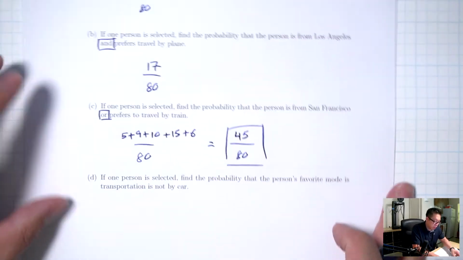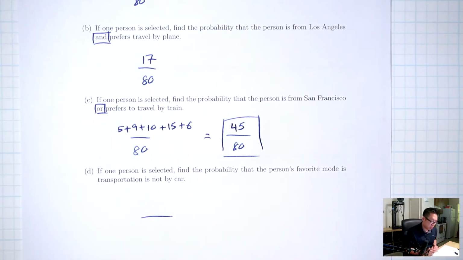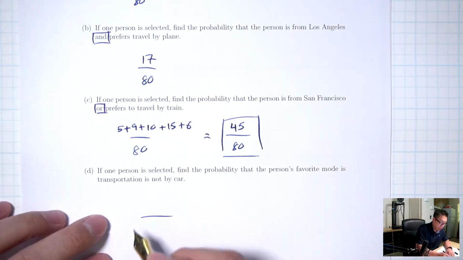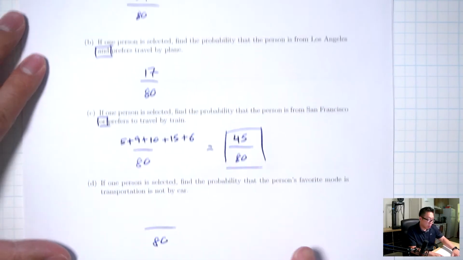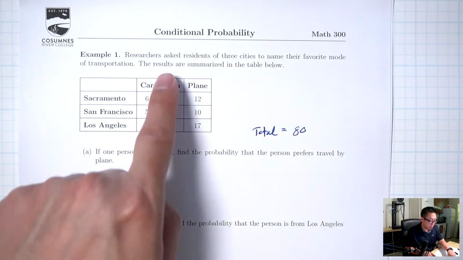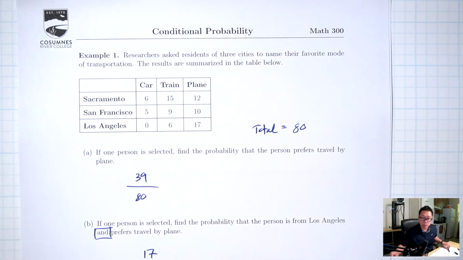Part D, if one person is selected, find a probability that the person's favorite mode of transportation is not car. Okay, bottom is going to be everybody, which is 80. Okay, not car. Not car would be all the trains and all the planes. So 15, 9, 6, and then 12, 10, 17. 69.